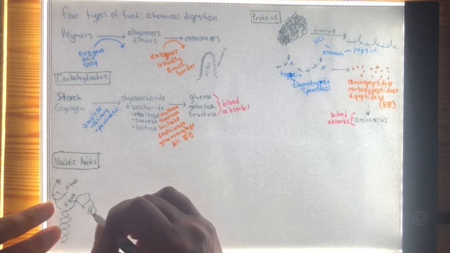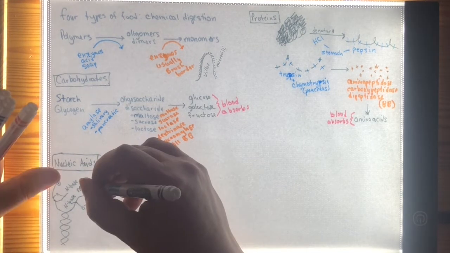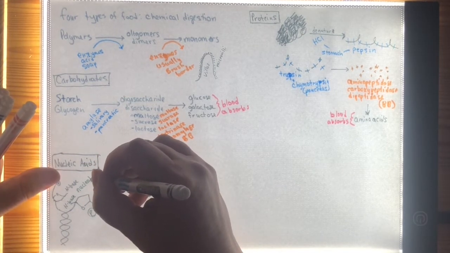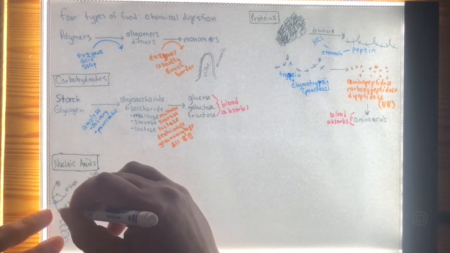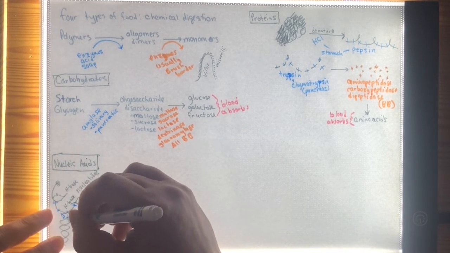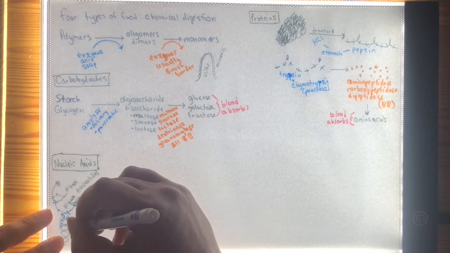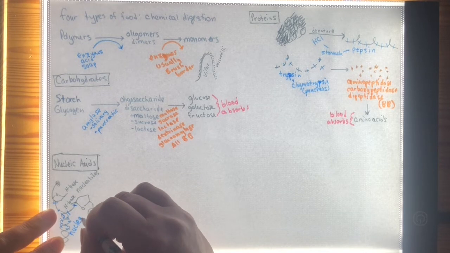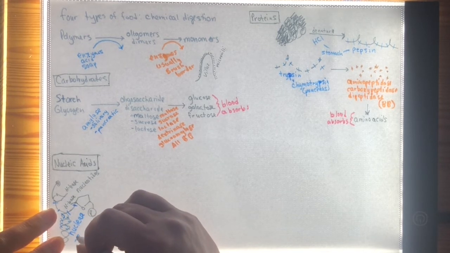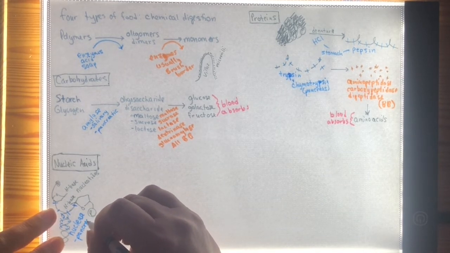I've drawn out 2 different nucleotides here, which are comprised of 3 parts, of course. Technically, the nucleotide is the monomer of the nucleic acid. And the way that we cut apart these nucleotides is with an enzyme called nuclease. Now, the nuclease comes from the pancreas. However, it does its work inside of the small intestine.